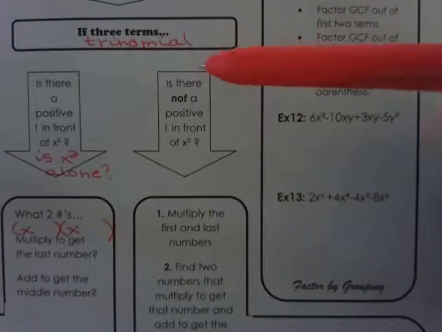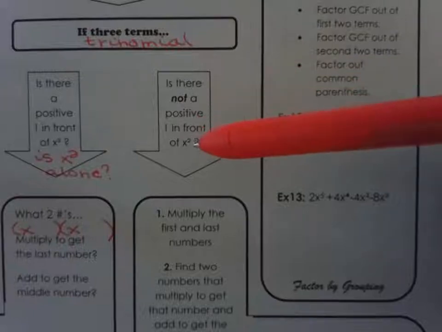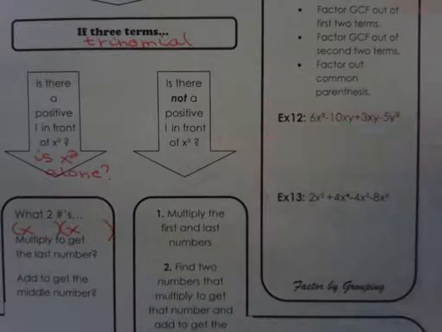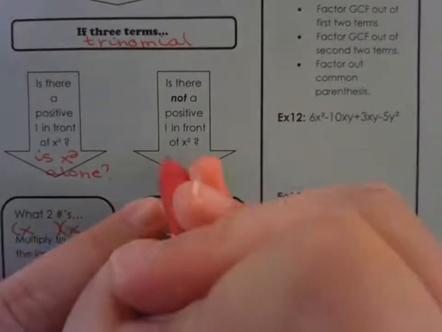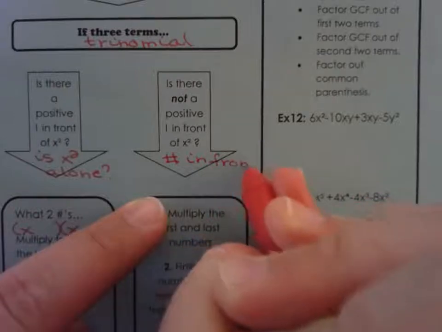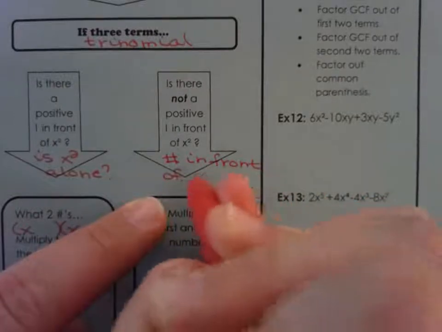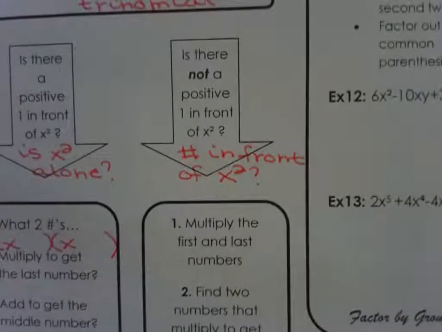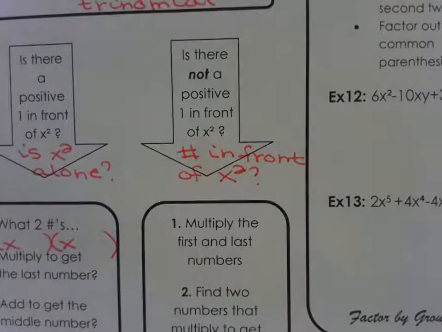Okay, now the second trinomial way. If I have a trinomial, the second arrow is: is there a number in front of x squared? Any number. I'll put that down here: number in front of x squared besides 1. Technically 1 is a number in front, but you know what I mean. Is there a number besides 1 in front of x squared?